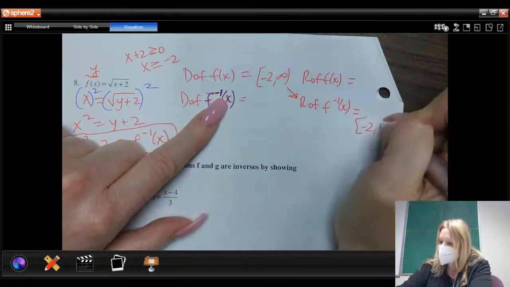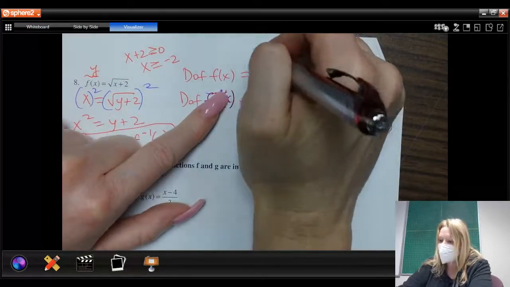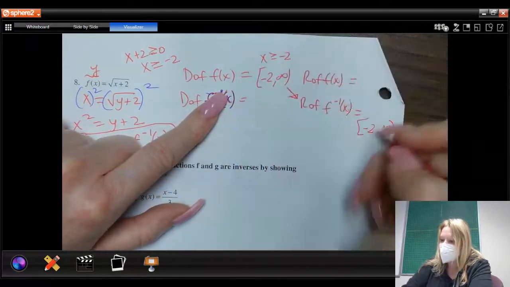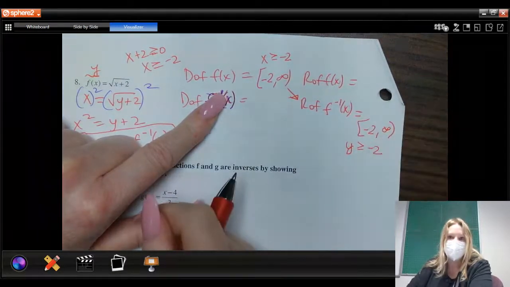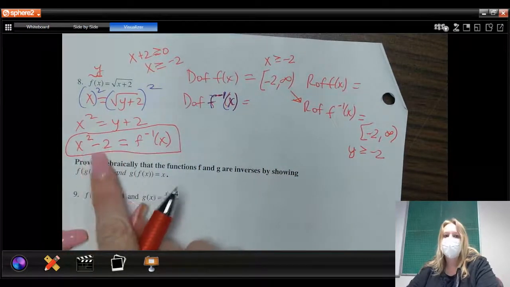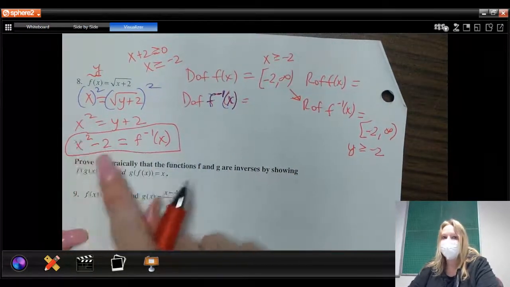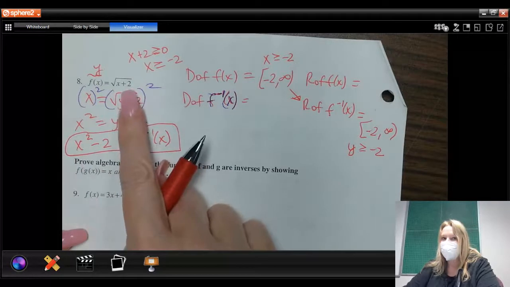So interval notation, then those just look the same. Otherwise, here I'd have to say x greater than or equal to negative 2. Here I'd have to say y greater than or equal to negative 2. Okay. Now, this is the only one where I can't look to the domain of this. The domain of this would be all reals. But that's not the range of this.